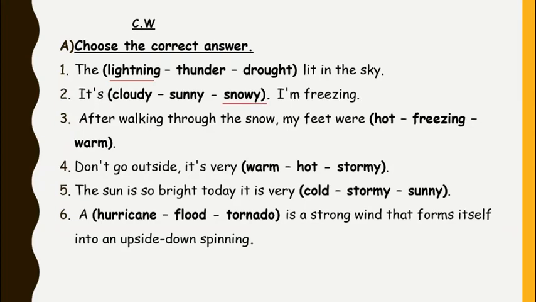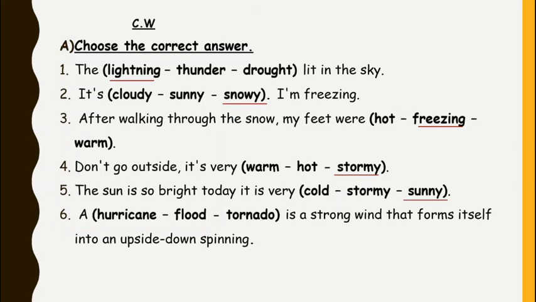Okay. Number 3. After walking through the snow, my feet were hot, freezing, warm. Of course, after you walk in the snow, your feet are freezing. Number 4. Don't go outside. It's very warm, hot, stormy. Yes, it's very stormy. This is why you won't go outside. Number 5. The sun is so bright today. It's very cold, stormy, sunny. Yes, it's very sunny. The sun is out.